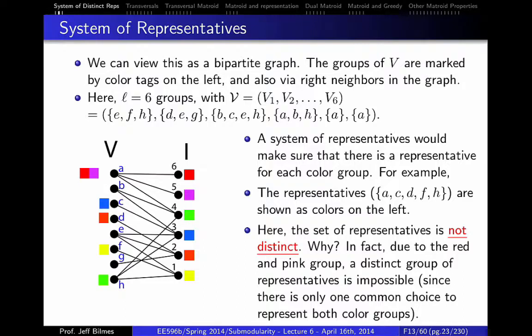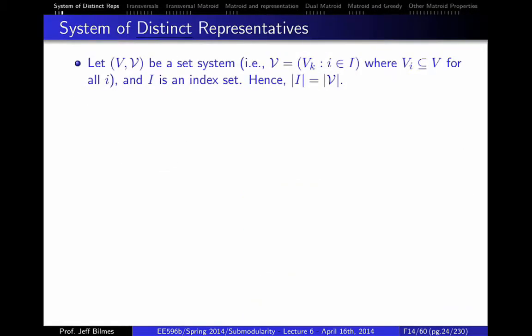There's only one common choice to represent both groups. Okay, so now let's talk about a system of distinct representatives. Again, we have a set system. We have a set of sets, and each one of them are subsets, and it's indexed. So basically nothing has changed yet.